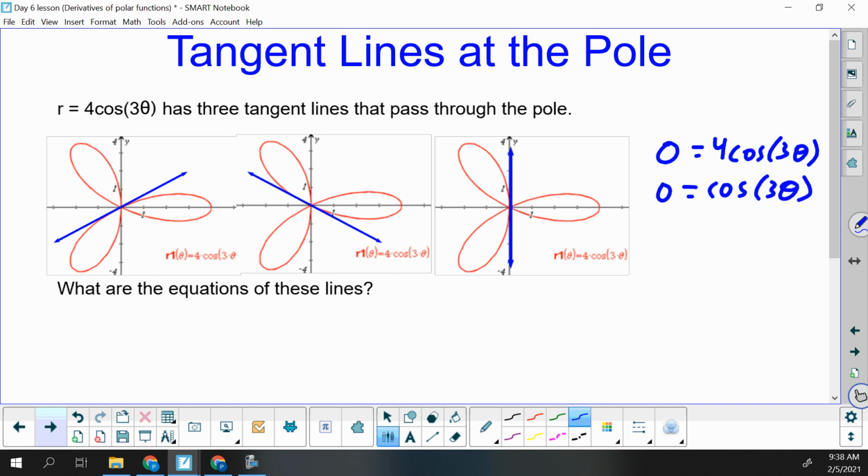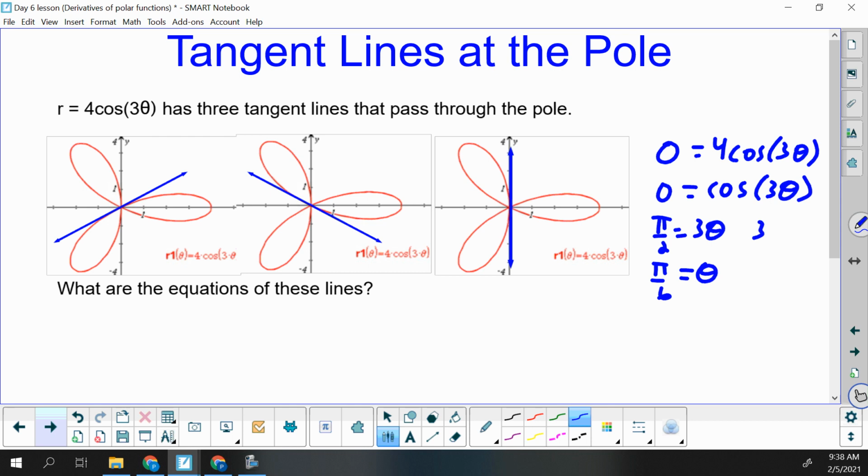And we've got to think about when cos is 0. Cos is 0 at pi over 2, 3 pi over 2, 5 pi over 2, 7 pi over 2, and so on. So we're going to start out, we'll set pi over 2 equal to 3 theta, divide the 3 over, and we'll get theta is pi over 6. So that's one value of theta we're going to work with.